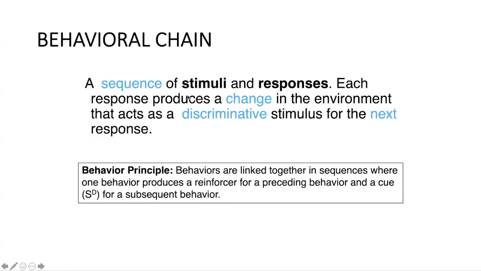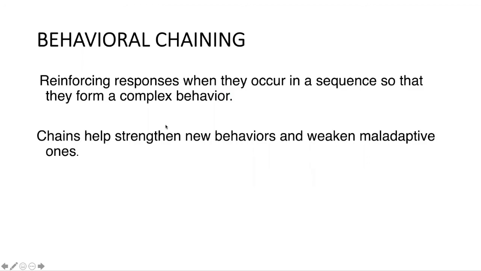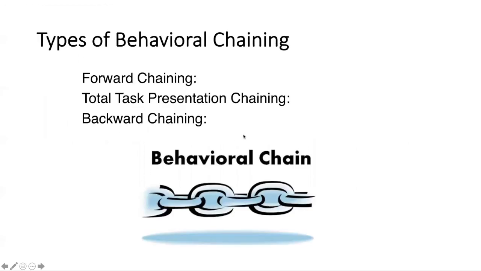A behavioral chain is a sequence of stimuli and responses. Each response produces a change in the environment that acts as an SD for the next response. And we know the behavioral principles behind SDs. When we're doing behavioral chaining, we reinforce responses when they occur in a sequence, so they form a complex behavior. Chains help strengthen new behavior and weaken maladaptive ones. And there, again, are 3 different types: forward chaining, total task, as well as backward chaining.